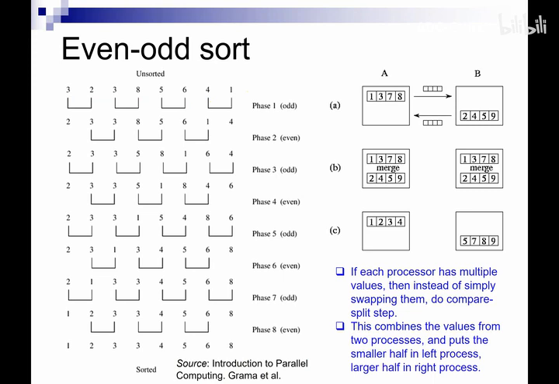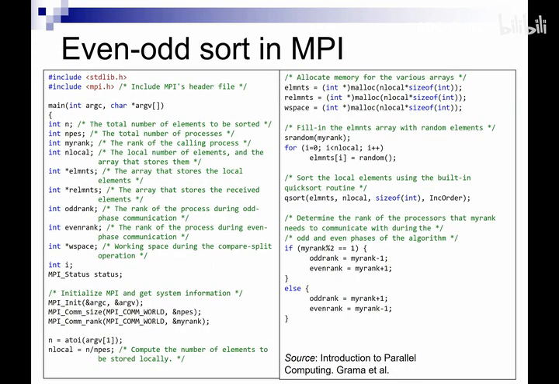So we're going to try to write this algorithm in MPI. This code looks a bit complicated, but it's actually doing some pretty simple things. We have a bunch of variables here, like elements or received elements and so on, but I'm not going to talk too much about them until we get to them.